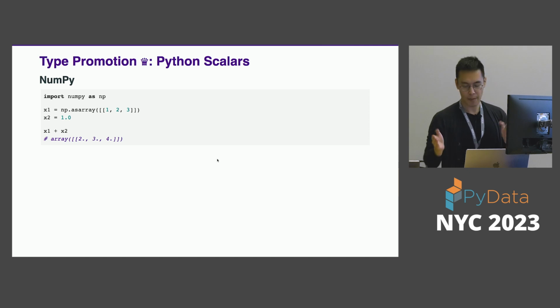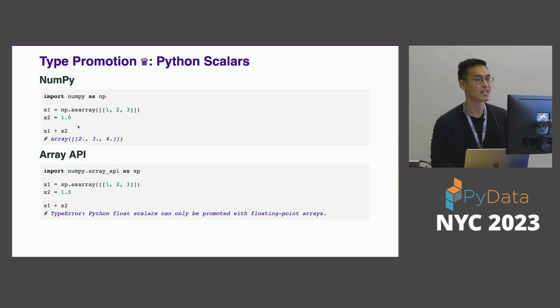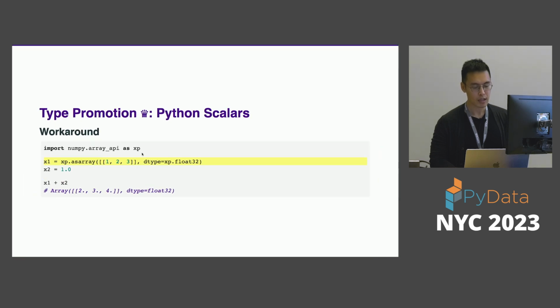When you use NumPy arrays, it's very common to use them with Python scalars because you're in Python land. So this also applies to Python scalars. So this is a NumPy array that's integers. I added it to a Python float. This is fine in NumPy. Type error in array API standard because no upcasting. So the same workaround. You have to type your ND array for it to work.